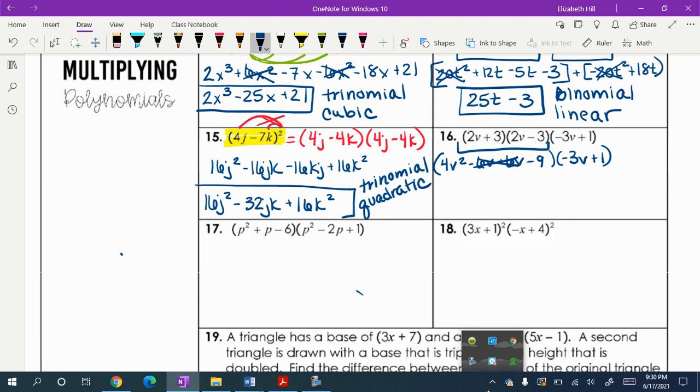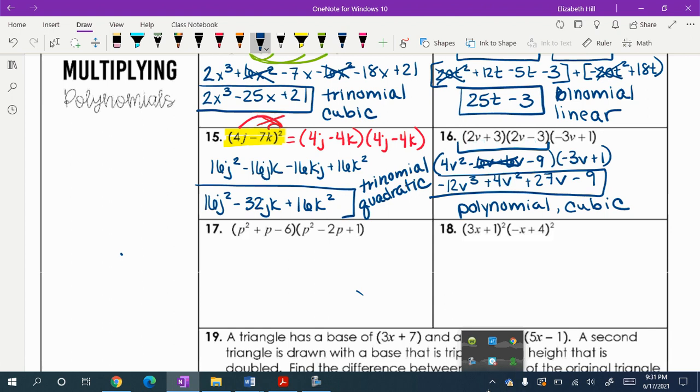Now I need to multiply that answer times the negative 3v. 4v squared times negative 3v is negative 12v cubed. Negative 9 times negative 3v gives us plus 27v. And 4v squared times 1 gives me 4v squared, and negative 9 times 1 gives me negative 9. So there we have this polynomial with a degree of 3. So this would be a cubic polynomial that we are working with.